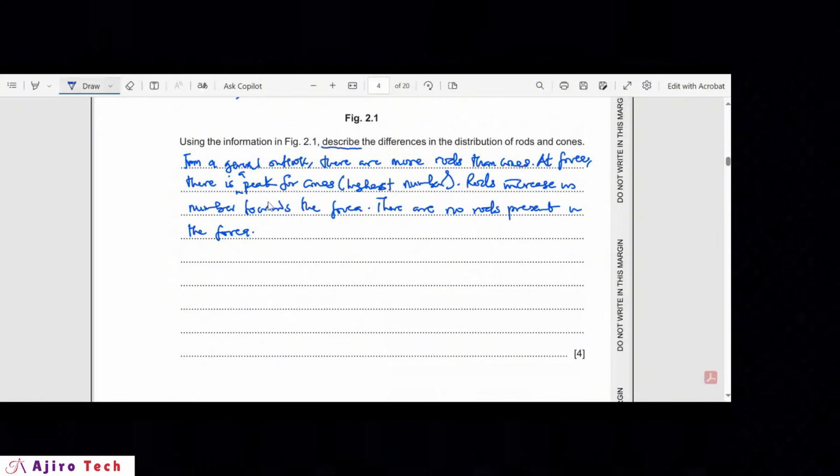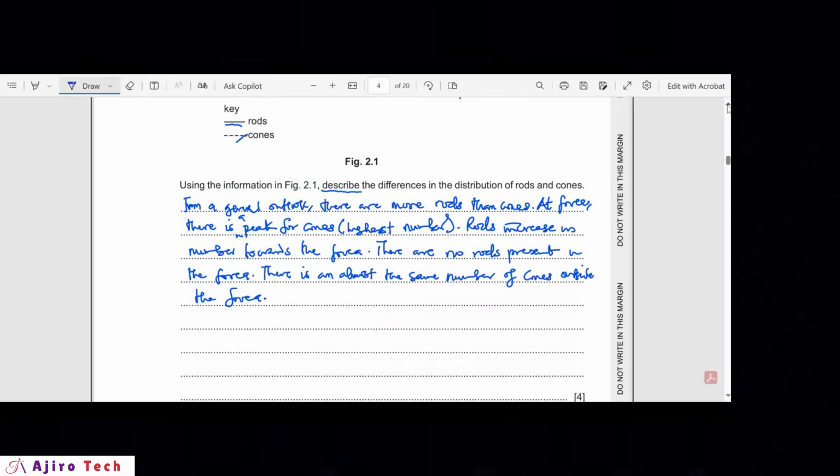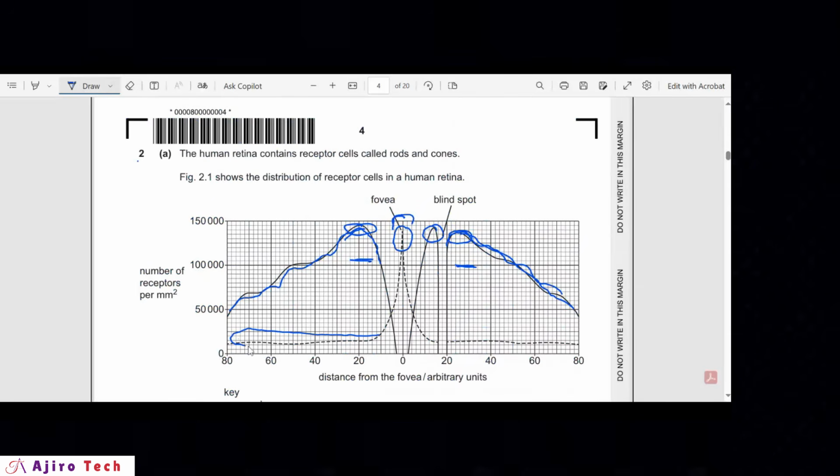Also, there is almost the same number of cones outside the fovea. You see this in the graph, right? The concentration or the number outside the fovea is almost the same on both sides. Almost the same.